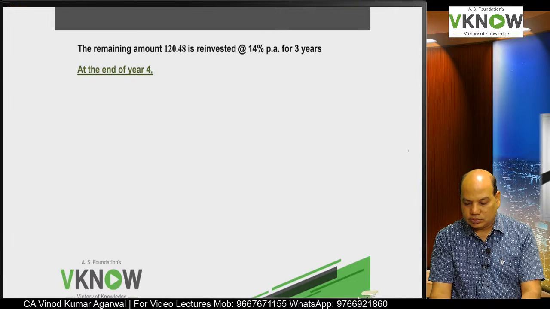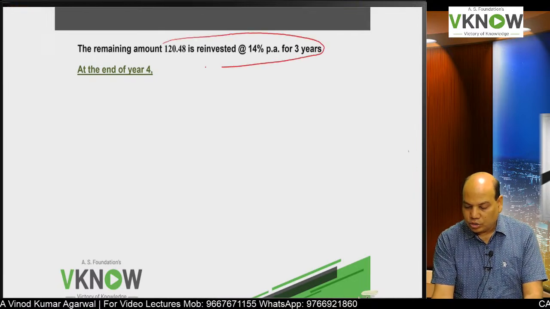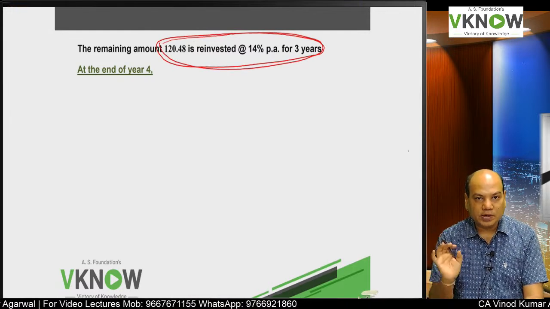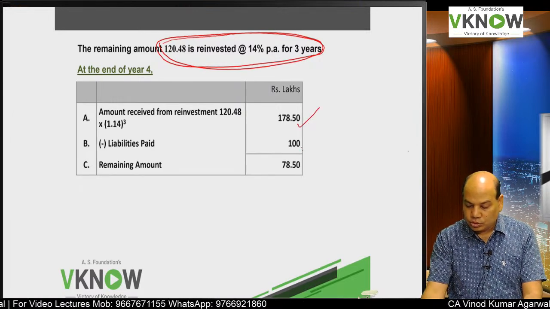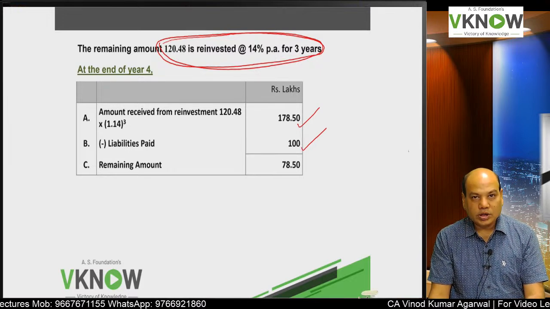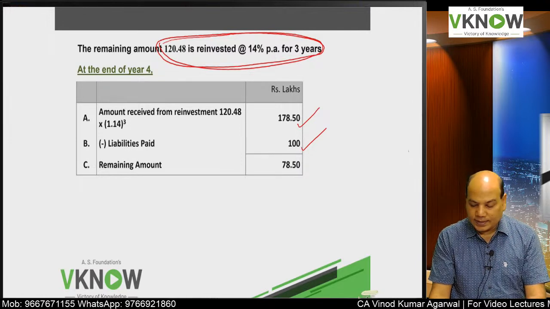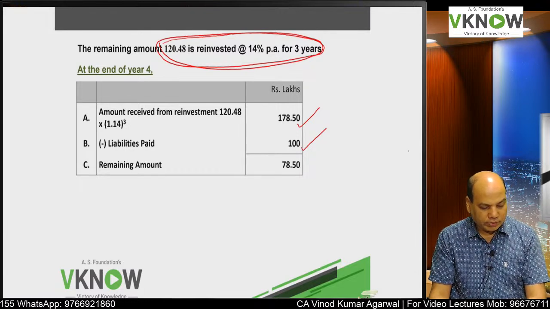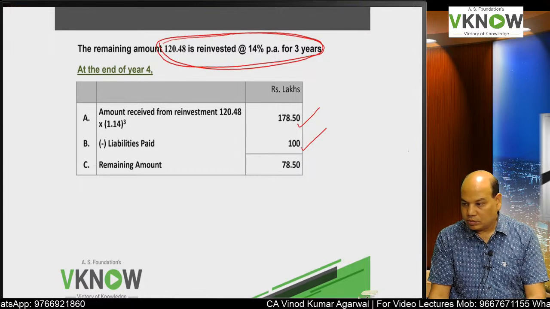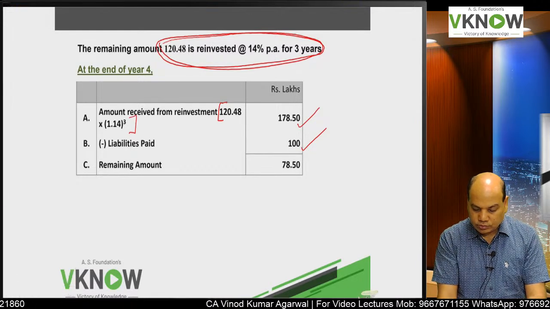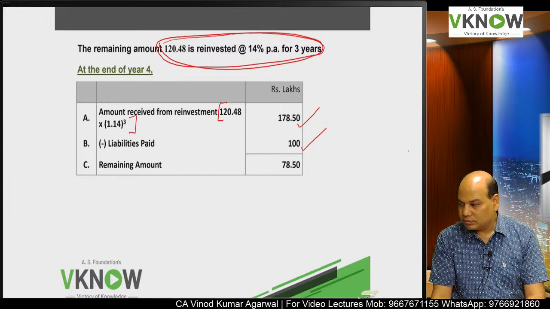So now let us come to year 4. After 3 years are over, the value of this investment will become 120.48 into 1.14 to the power 3, and that we will use to pay the liabilities. Right hand side rupees in lakhs. First point A, amount received from reinvestment. In bracket write 120.48 into 1.14 to the power 3.